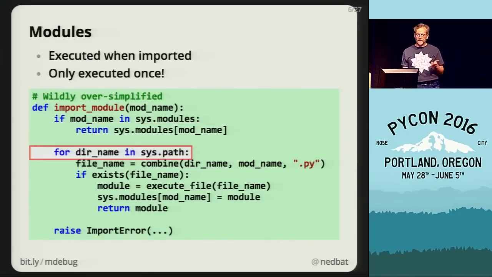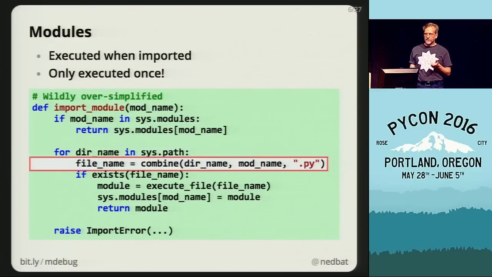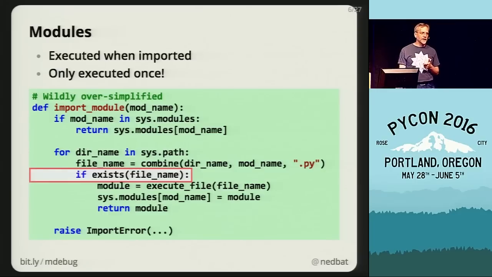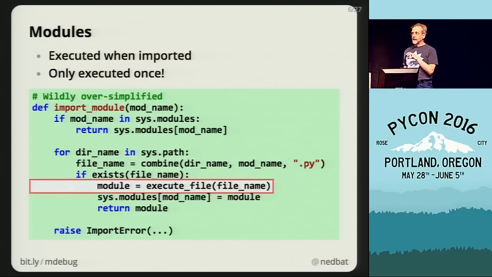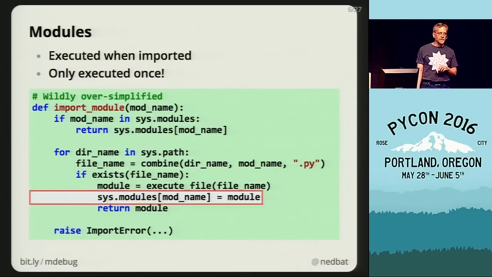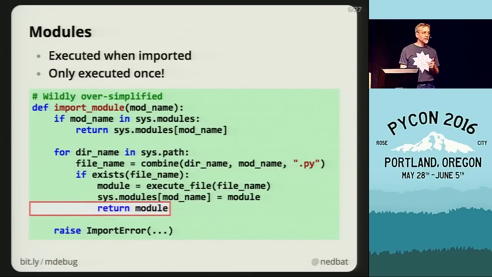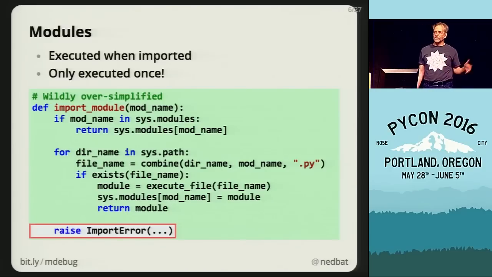And if it's not found, then for every directory in sys.path, which is a list of directory names, it looks to see if it can make a file name in that directory from the module name that exists. And if it does, then it's going to actually execute that file to get an object. It's going to stuff the object back into sys.modules under the key and return it to you. That's how import works the first time. And if after going through all those loops, it doesn't find anything, it raises an import error.